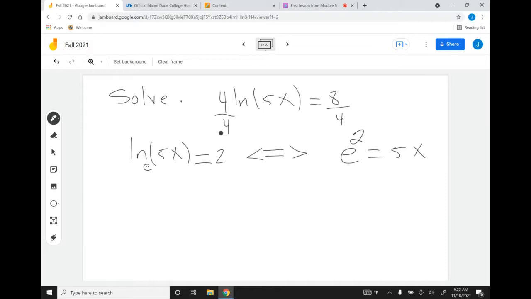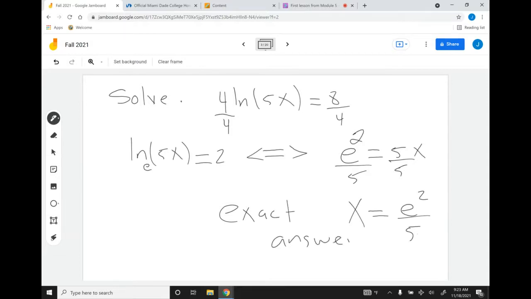And so what do you do now? Remember, we're solving for x. So we're going to divide this by 5. And so your x is going to be equal to e squared over 5. You could put this into Alex just the way it is. That will be the exact answer. Okay? So there you have it. This is how you solve this type of equations.